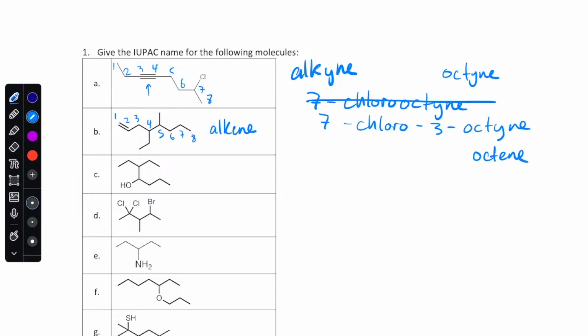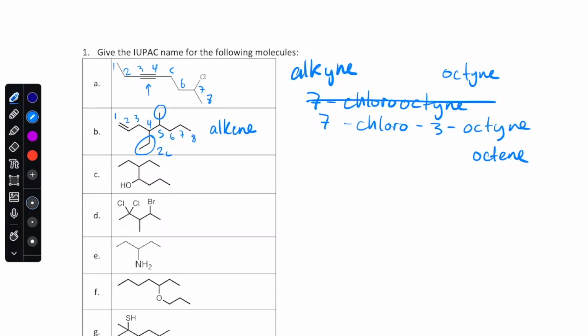What else is attached? On carbon 4 and carbon 5, we have alkyl groups. And we want to order them in alphabetical order when we write out the name. If you look at the ethyl group, the ethyl is 2 carbons long. This is 1 carbon, so that one's the methyl, because the base name of that chain would be methane.